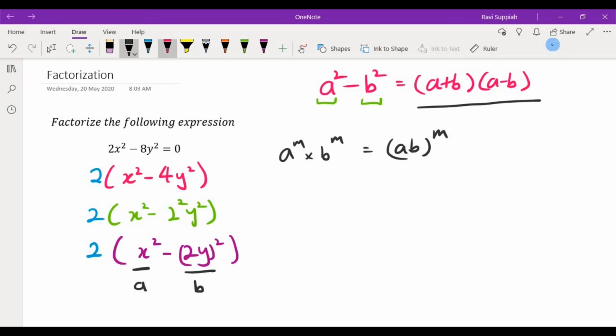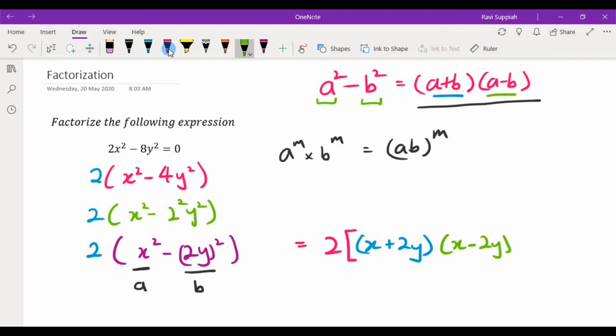So what you will get here is 2, and I'm going to put a big bracket here, (x plus 2y), this is a plus b, the first term here, followed by (x minus 2y), this is a minus b, and close the big bracket here. So that is the final answer for this question.